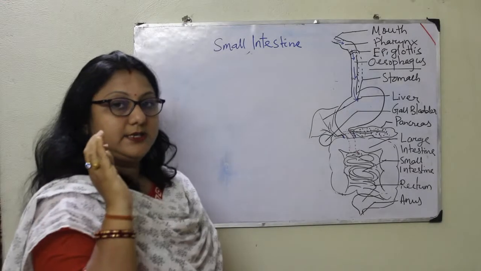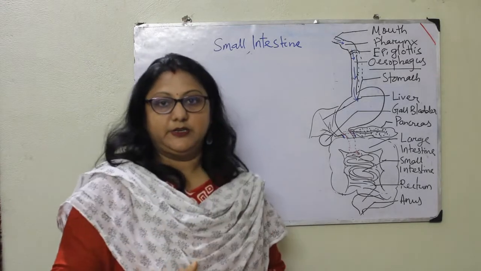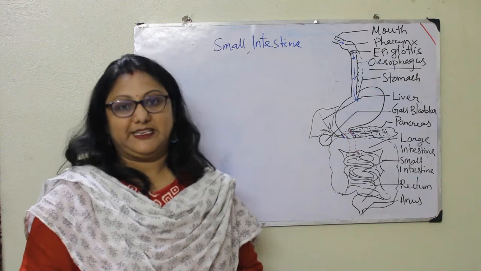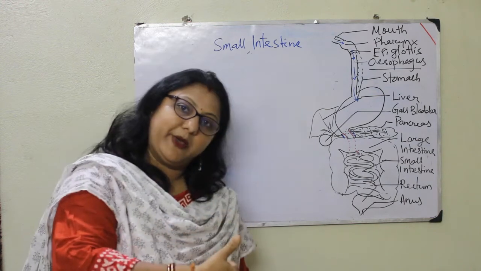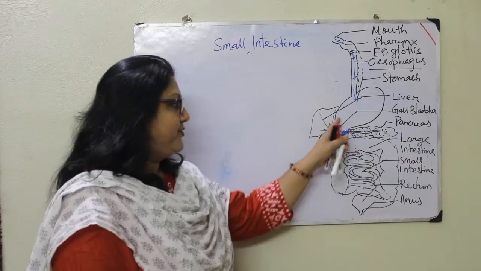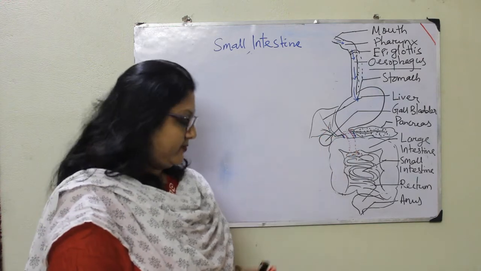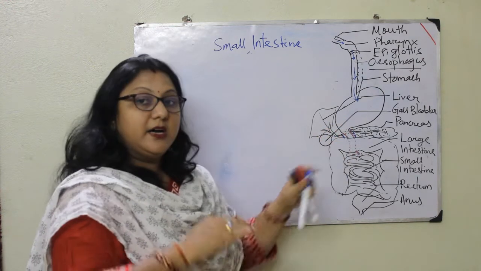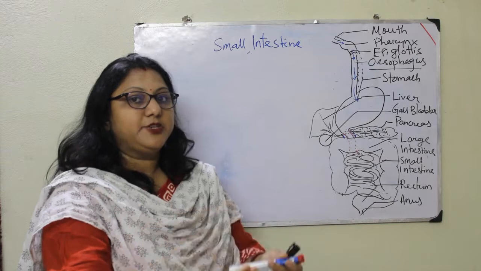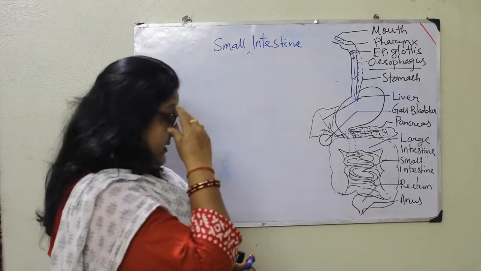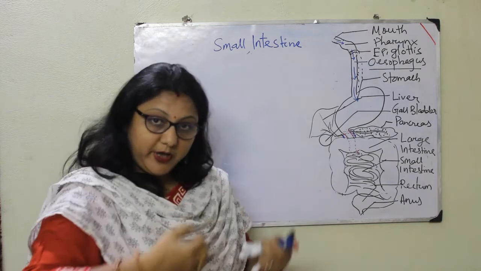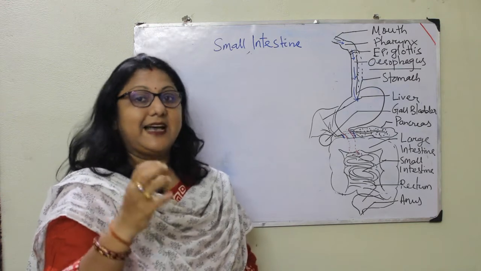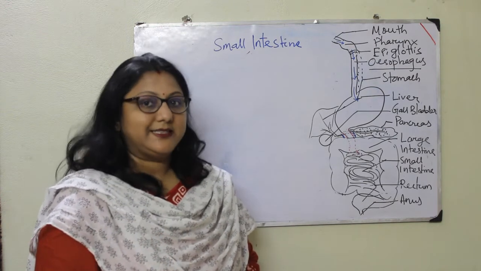So the food which is reaching the small intestine is coming from the stomach region, because previously the food was here in the stomach. Later, the food is sent from the stomach into the small intestine. Now the food which is coming into the small intestine is acidic in nature. Why is it acidic in nature?